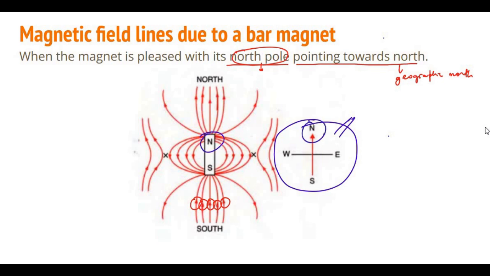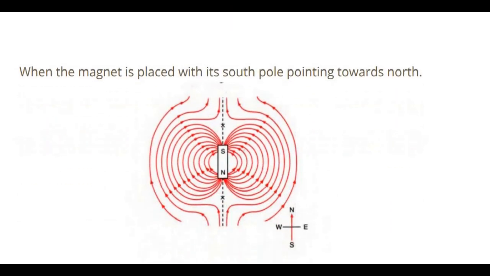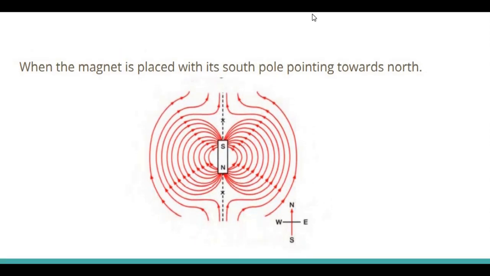So when you draw these cardinal directions, it is very clear that cardinal north is this and magnetic north is also this. Okay, now the next diagram is when the magnet is placed with its south pole pointing towards north.